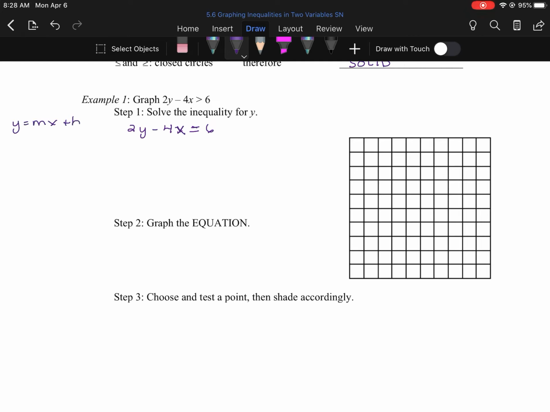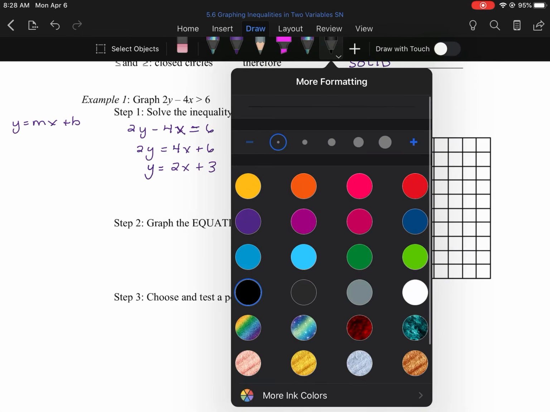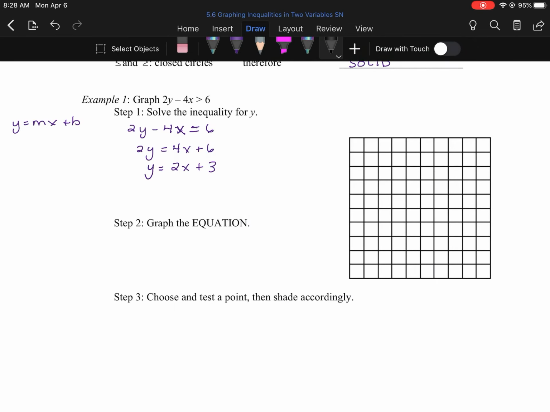All right, so now we are going to solve this equation for y, because we want to get it in y equals mx plus b form. Because if we have it in that form, it's much easier to graph. By all means, though, you could go ahead and graph this using your x and y intercepts if you would prefer. So I'm going to add 4x to both sides. So 2y equals 4x plus 6. Divide both sides by 2. So 4 divided by 2 is 2x. 6 divided by 2 is 3. So there's our first equation.